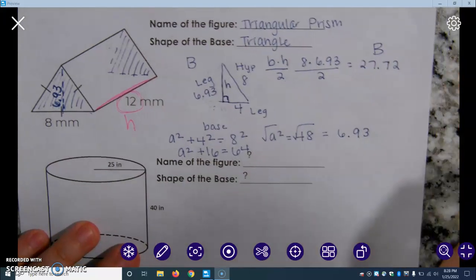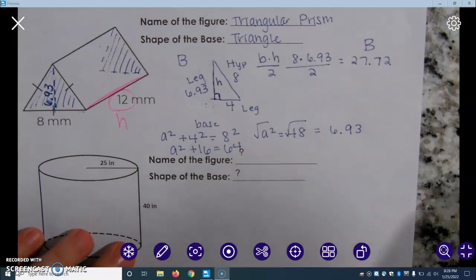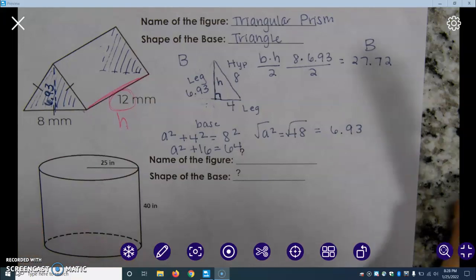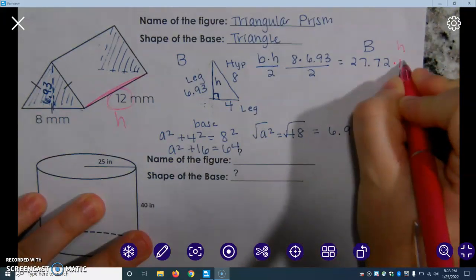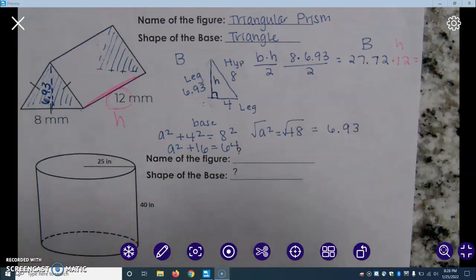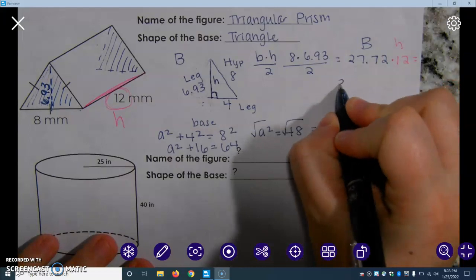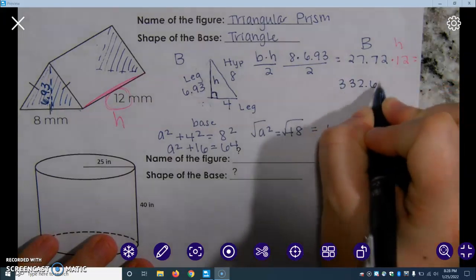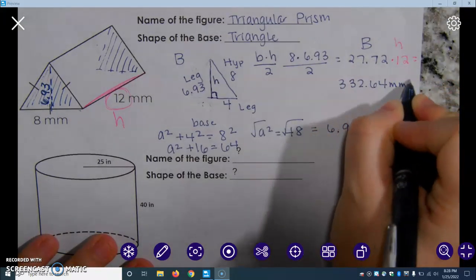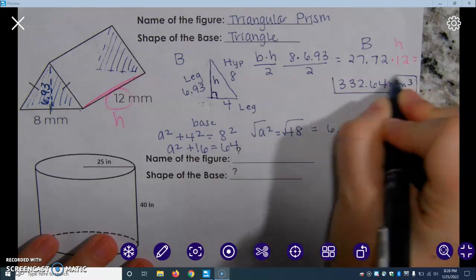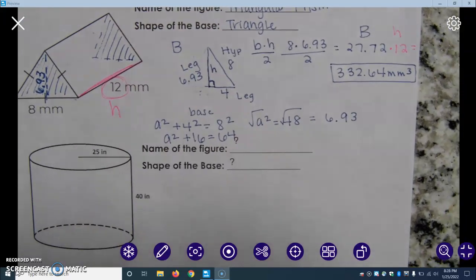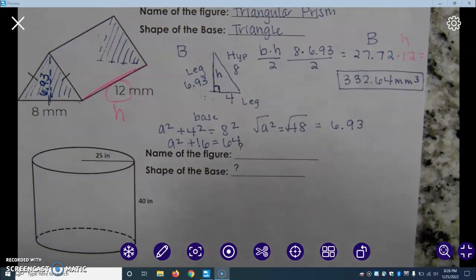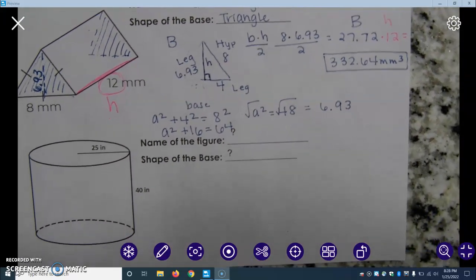All right, now that's all the work for that capital B, the area of the base. So now I need to multiply that by the height, which was 12. So 27.72 times 12. And that will be millimeters cubed. All right, so that was the most steps that you'll have to do for any problem. Is if the height is missing, you just do Pythagorean theorem to find it.